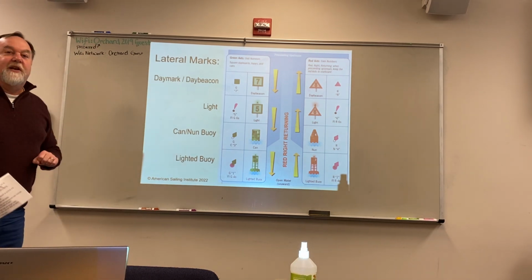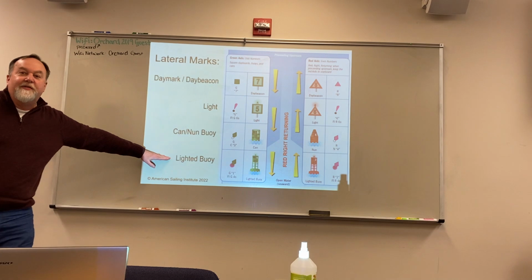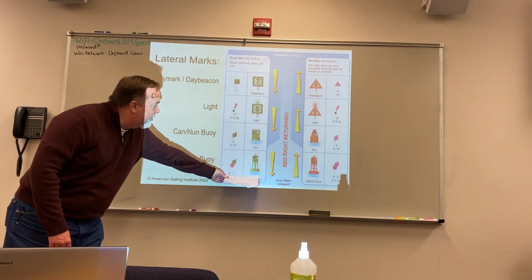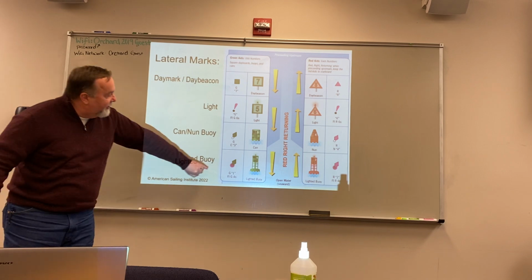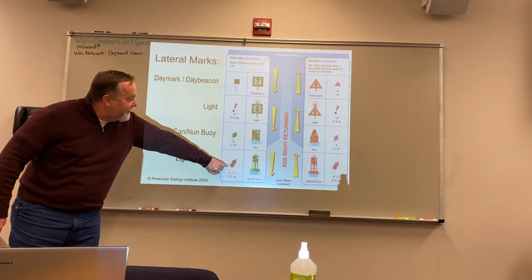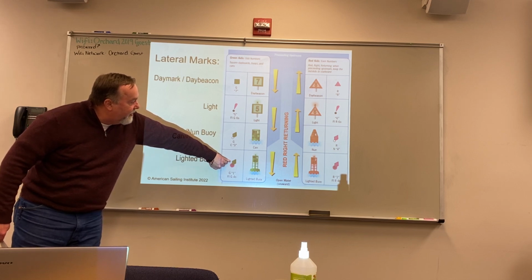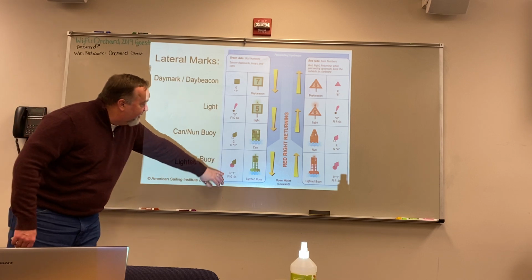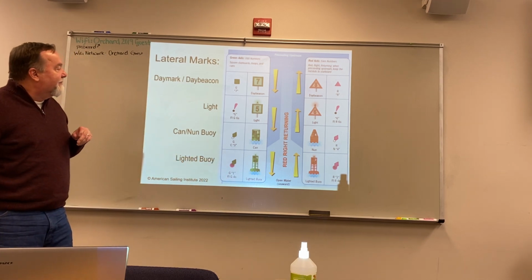So these lateral marks can be more than just buoys, though. We looked at buoys on the last slide, right? This green buoy, we know it's lighted because it has a little magenta circle around the base of the rhombus. And the color of the rhombus is all green, so we know that it's green. And then there's other stuff about lighting details, which we'll talk about in a minute.